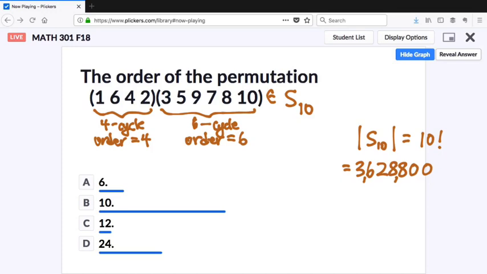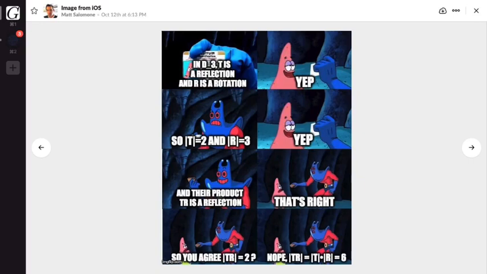And so a reasonable conjecture is that the order of their product will be 4 times 6. My rebuttal is this cartoon. So what in the world is happening in this cartoon? Why is this meme a rebuttal to the argument that the order is 24? Alexis?